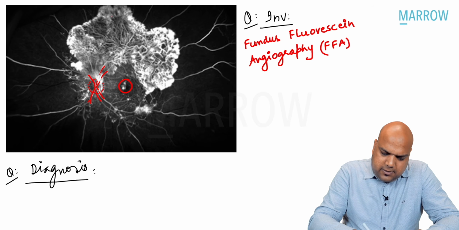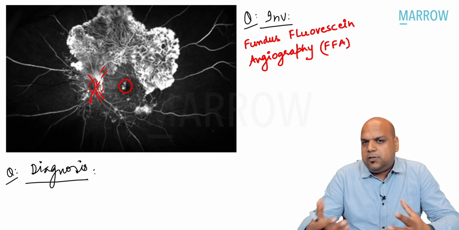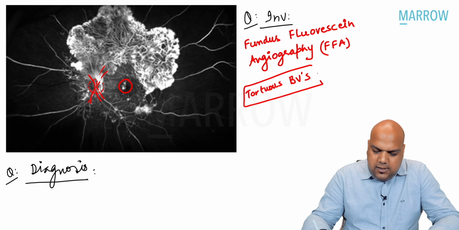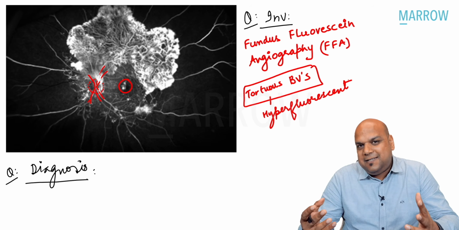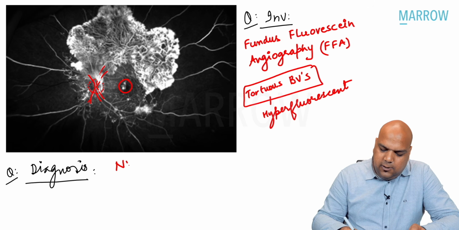But I think what the examiner is essentially asking us is this. What is this? A large network of tortuous blood vessels. Can I say a large network of flower-like florid tortuous blood vessels, which is hyperfluorescent? Yes or no? It is hyperfluorescent. It is shining with all the might it can. That means it is blood. That means it is blood vessels. That means it is basically neovascularization of retina.